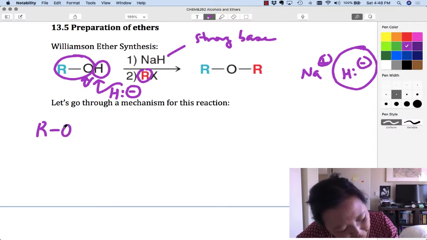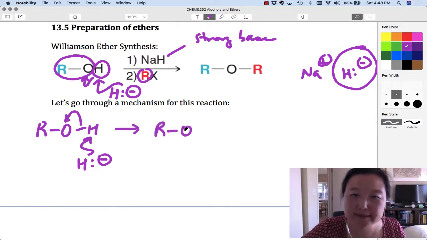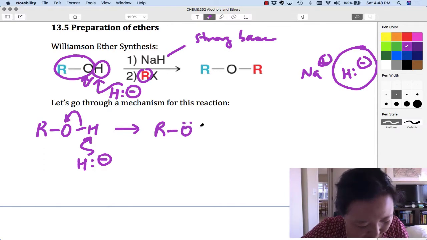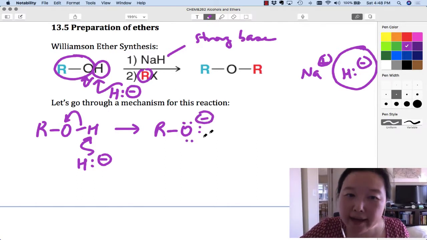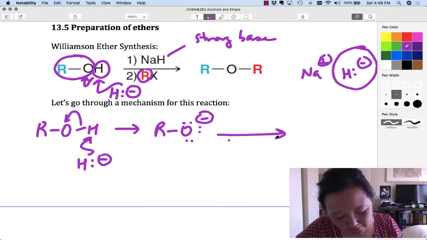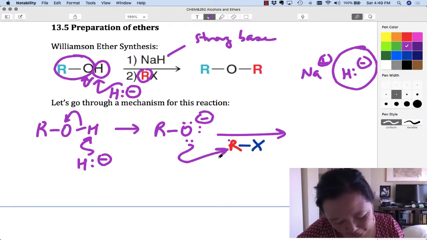Let me draw that out a little bit more clearly here. Hydride from sodium hydride comes in and takes this H, just deprotonates it. This is a simple acid-base reaction, except instead of NaOH, we use a stronger base, NaH. Now we get this strong alkoxide ion, which is now our base in solution, and we're going to react it with an alkyl halide.